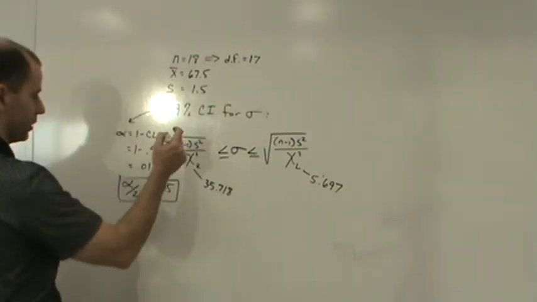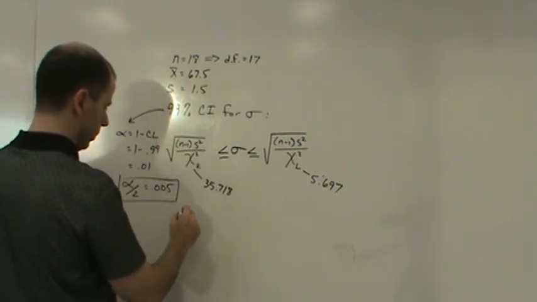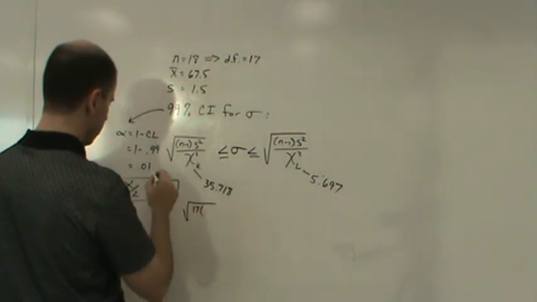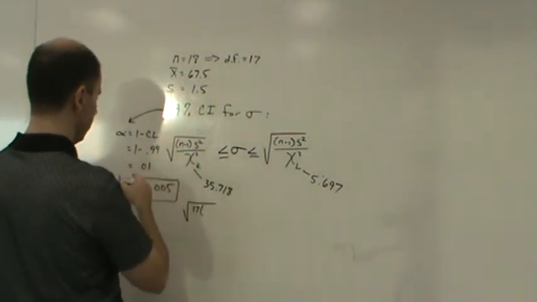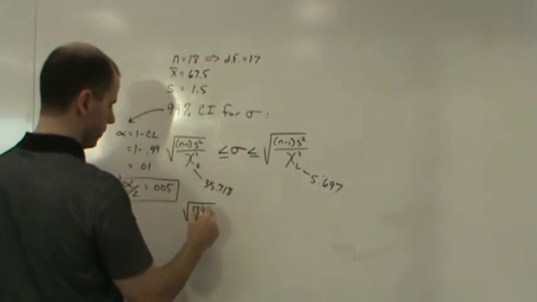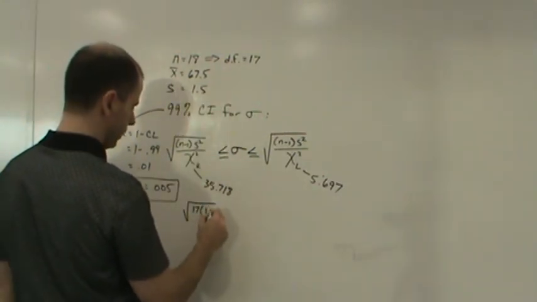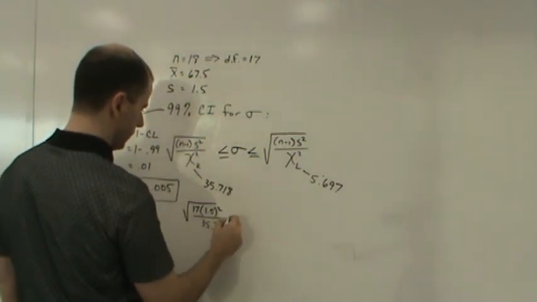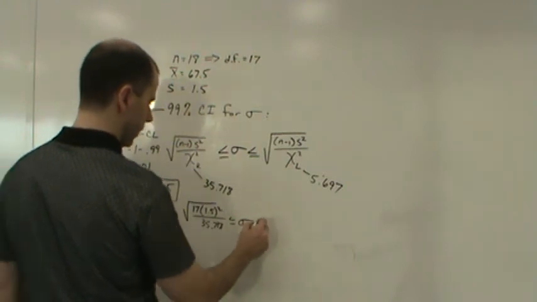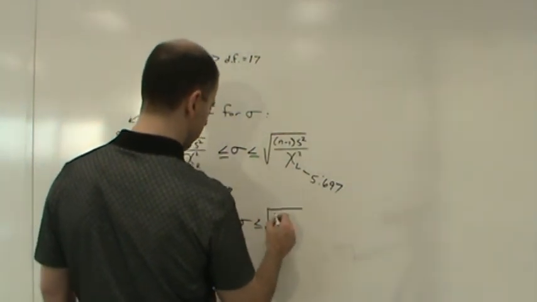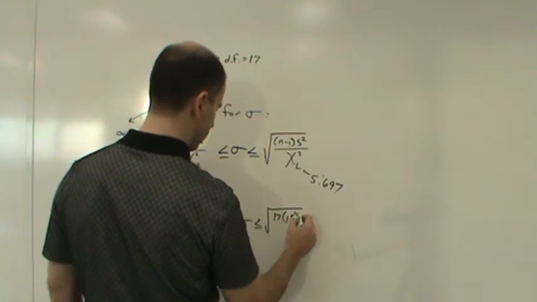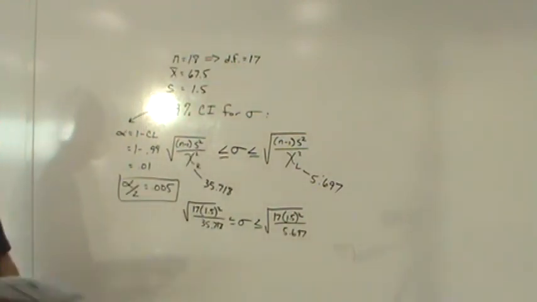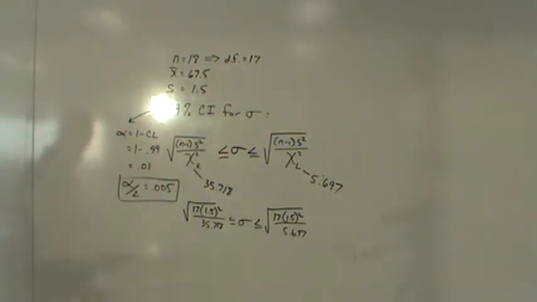And now I'm just going to plug and chug the rest of it. So this is going to equal the square root of 17 times, s is 1.5, so that's going to be 1.5 squared, which is 2.25, over 35.718, less than or equal to sigma, less than or equal to the square root of 17 times 1.5 squared over 5.697.